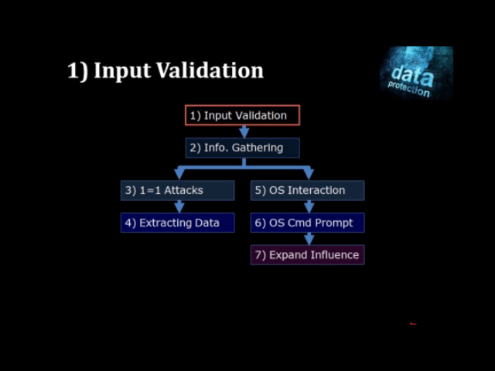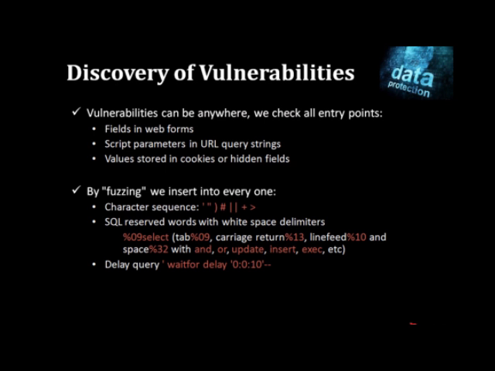The first step is to find a vulnerable entry in the web application. To find vulnerabilities, all parameters in a web form must be checked. SQL injection can happen in any of the following: fields in web forms, script parameters in query strings sent as part of the URL, values stored in cookies that are sent back to the web application, values sent in hidden fields. To find all the different entry points in a web application, a web proxy or a fuzzer must be used.